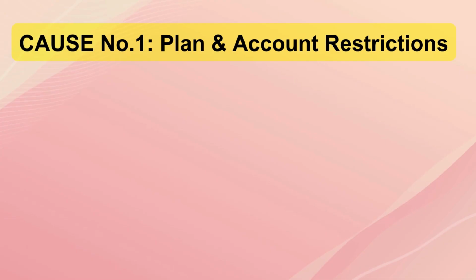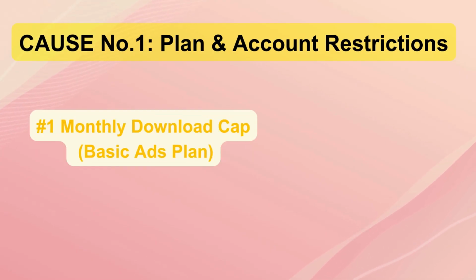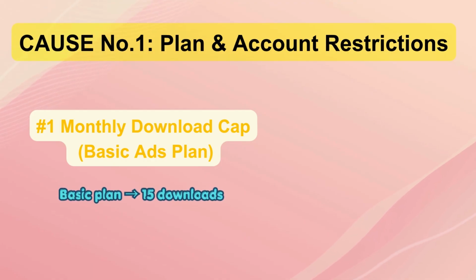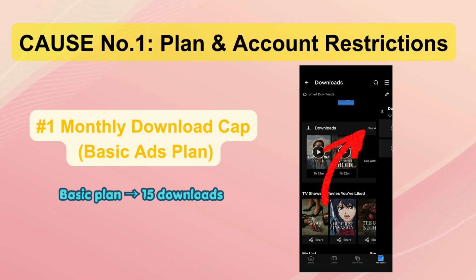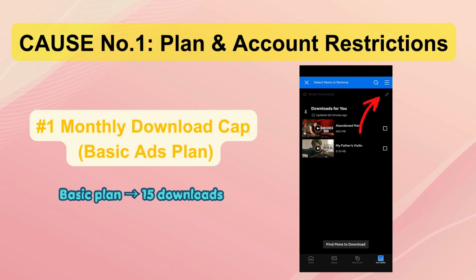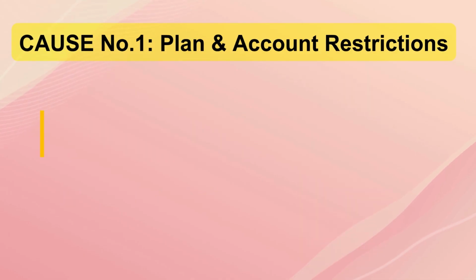Cause number 1, plan and account restrictions. Monthly download cap. If you're on the standard with ads plan, you only get 15 downloads per device per month. Hit that limit and downloads stop working until the first of the next month. Now open the app, go to downloads, and check how many you have left. If you're at 0, either wait for the reset or upgrade to a plan without the cap.